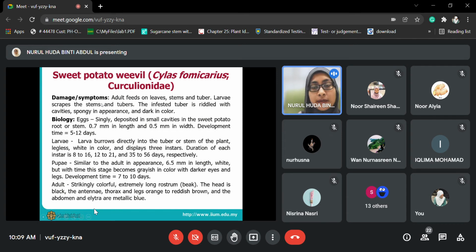So meaning that if you want to find this Cylas formicarius for your sample, for example, you have to find their host first lah. So the host is sweet potato. So the adult is free living, meaning that they can roam around the area of the plant, feed on leaf, stem, and also feed on the tuber itself. But when we are talking about larvae, which is the one that burrow ataupun menggali dalam tuber, so meaning that you have to find the sweet potato tuber tu baru boleh dapat dia punya larvae, okay, as well as pupae.